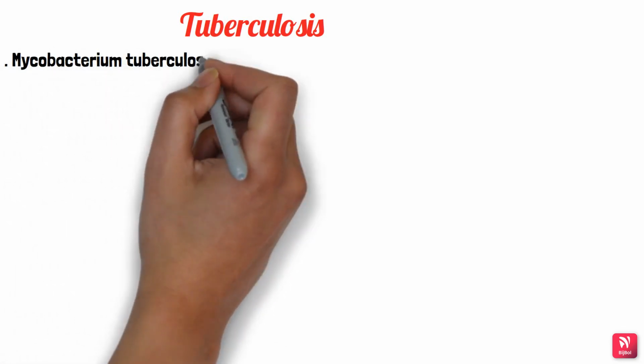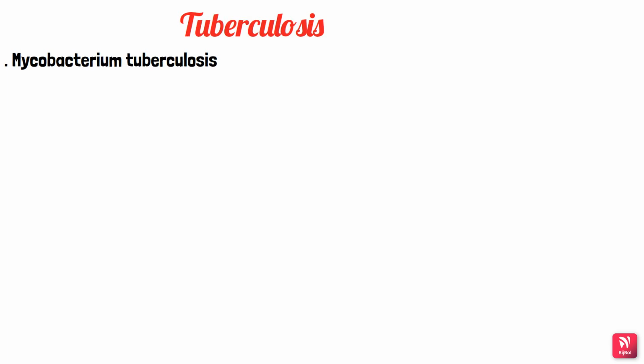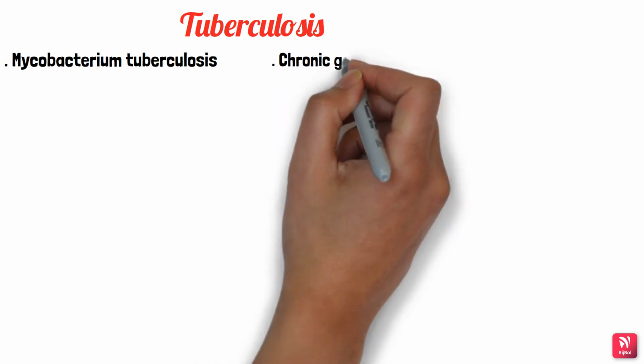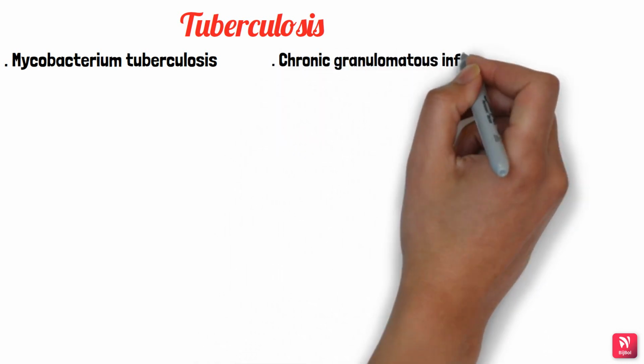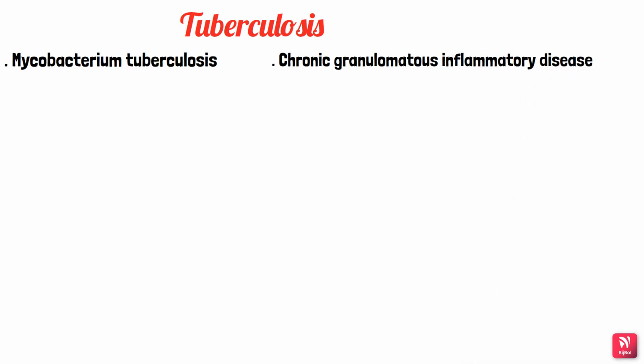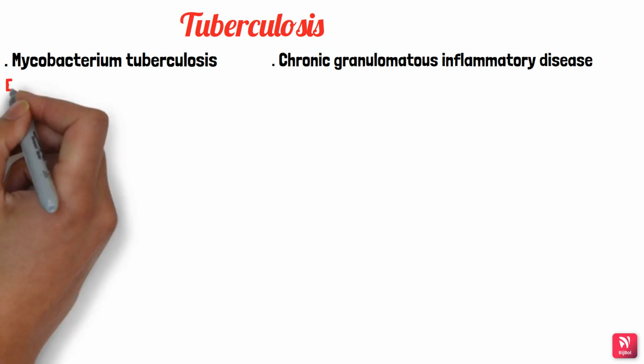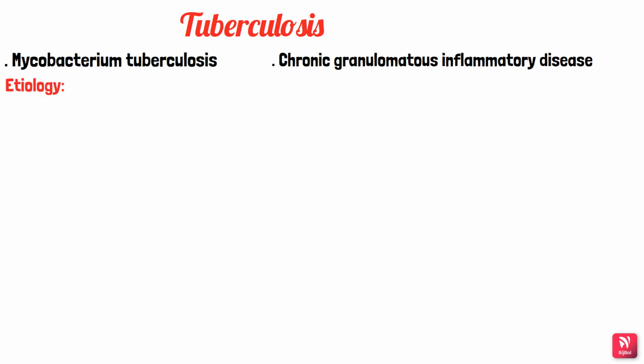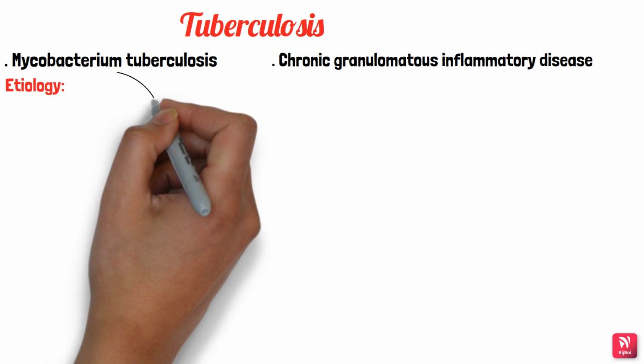And this tuberculosis, as I told you already, is a chronic granulomatous inflammatory disease. That means these are inflammatory diseases which produce numerous granulomas during the pathogenesis of the lesion. If you see the etiology of tuberculosis, it is caused by Mycobacterium tuberculosis. That is the main bacillus responsible for the causation of tuberculosis, and this is a picture of those bacilli.